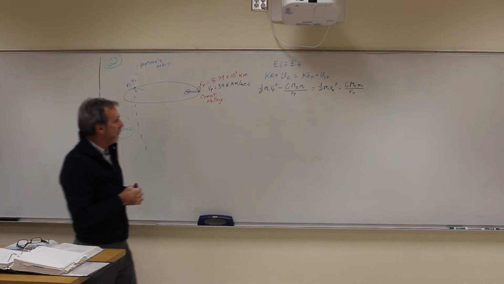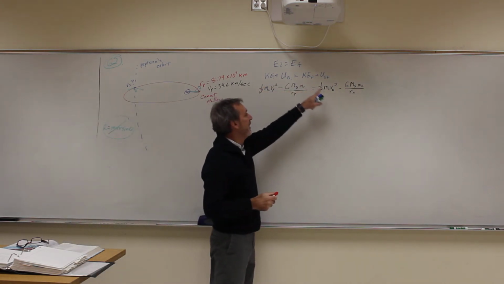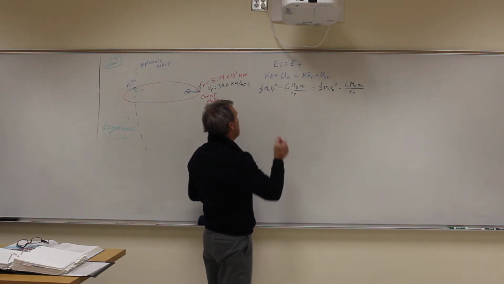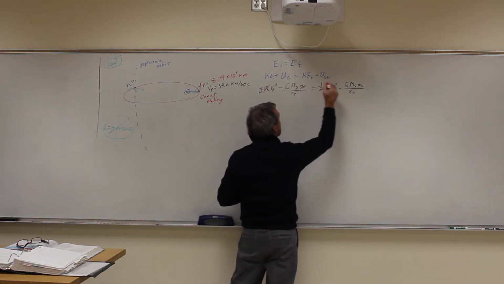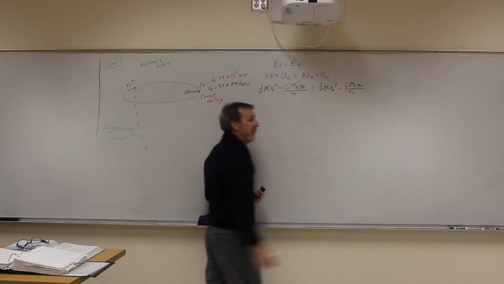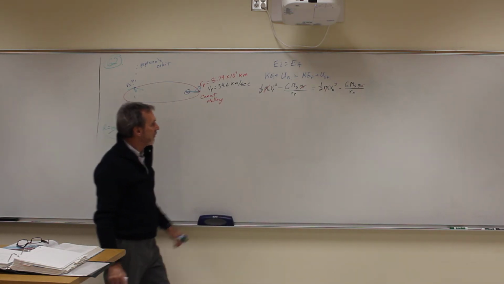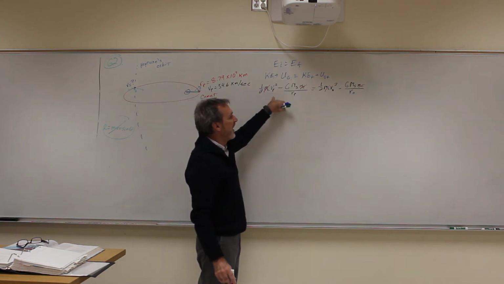All right, so all I did was fill in what the kinetic energy and the gravitational potential was at each of the points. Notice we can divide through by the mass of the comet. It doesn't matter what the mass of Halley's comet is. That goes away. Okay? We know this stuff over here. This is a constant, right?